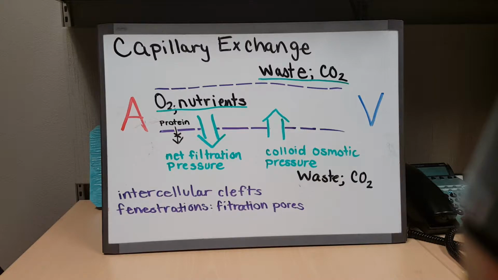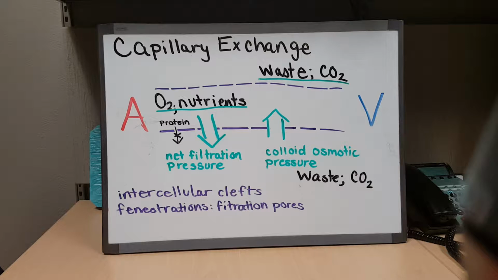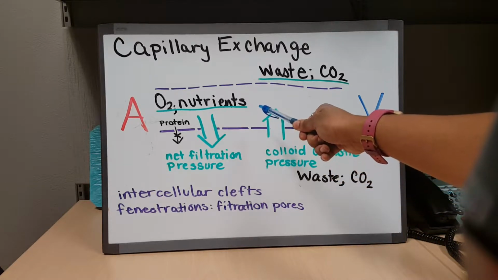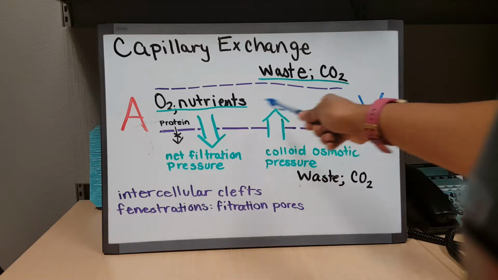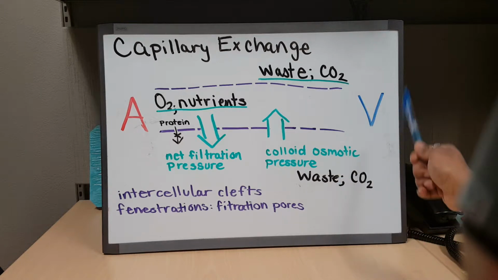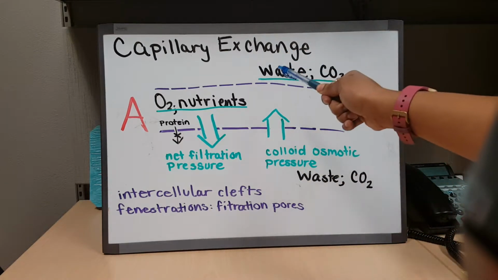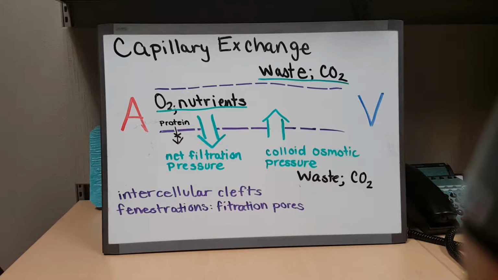So when you have diffusion, you have a movement of your molecules or your solutes from an area of high concentration to low concentration. So for our capillaries, our area of high concentration for our oxygen and nutrients is located inside the capillaries themselves. So in our case, this is the arterial end, this is the venous end, and then your waste and carbon dioxide are in high concentration on the outside of your capillaries in the tissues.